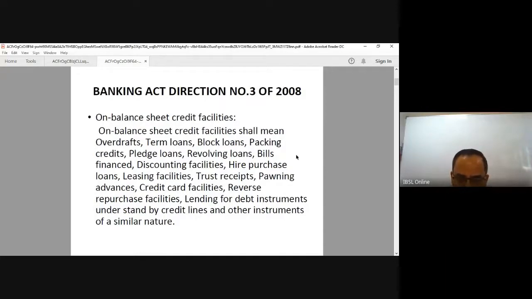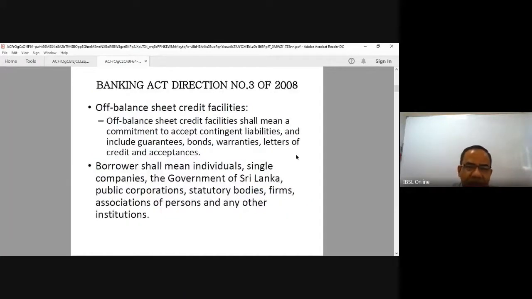Sometimes you have standby credit lines, right? Standby credit lines are what you create to use at times of emergency. So these are all funded facilities, right? Basically, these are all funded facilities which are on the balance sheet. Those are called on-balance sheet items. The other set of things are what you call off-balance sheet credit facilities, which are not on the balance sheet because of the contingent nature of those.